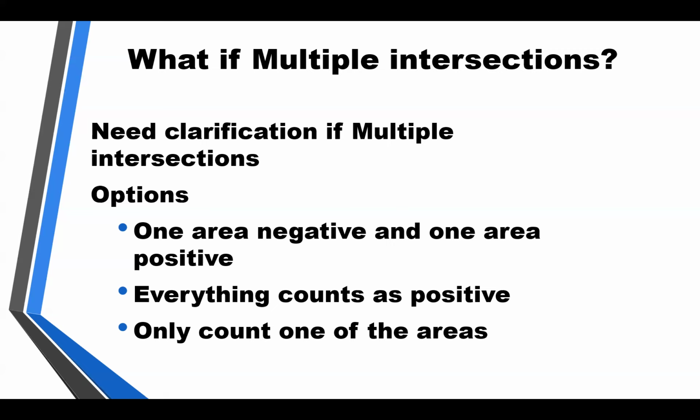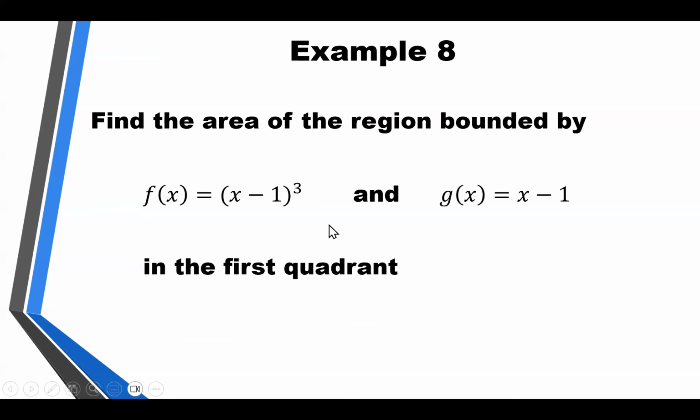Now, we can create some clarification by just using another piece of information. Like, let's say we wanted to find the area of the region bounded by f and g in the first quadrant. If I add the fact that we're just looking at the first quadrant, then I can see that one of my closed bounded regions was in the first quadrant. And therefore, I can just find the area of that region.